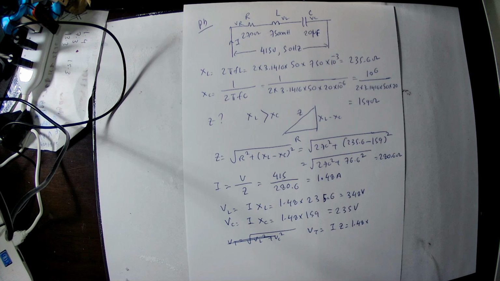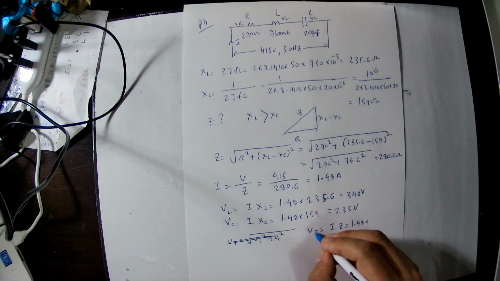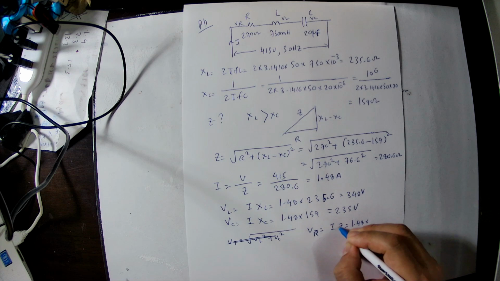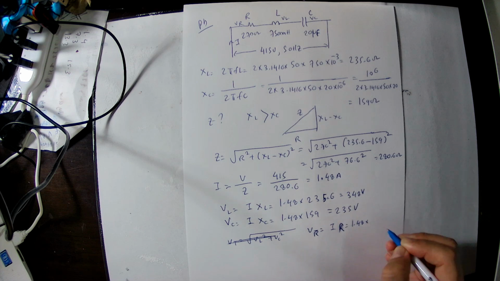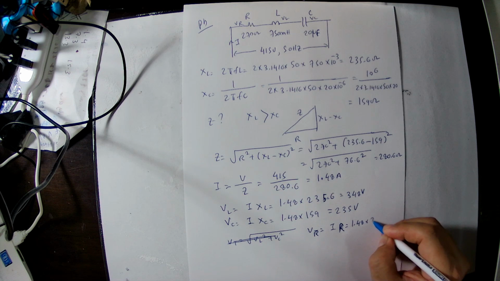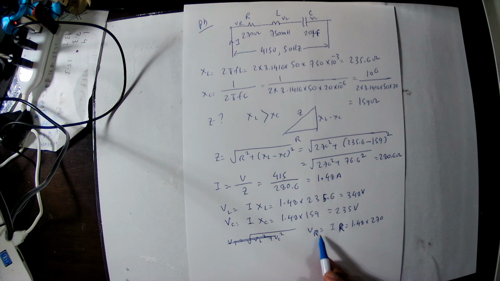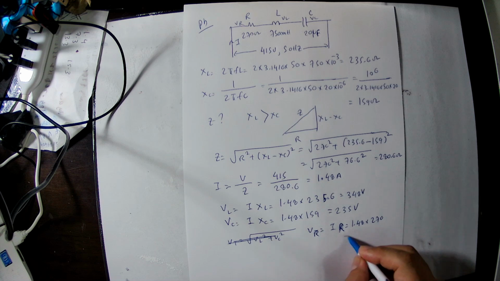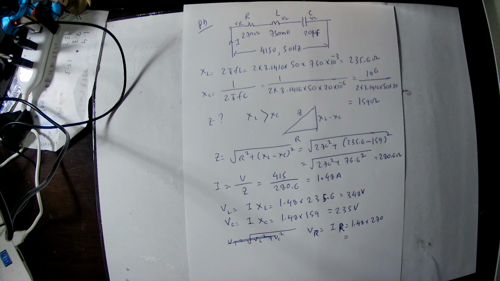Then the voltage drop across the resistor is VR. So I multiplied by R, current multiplied by resistance. The current is 1.48, the resistance is 270, because we also need to find out the voltage drop across the resistor. So 1.48 multiplied by 270, that will be 399 volt.